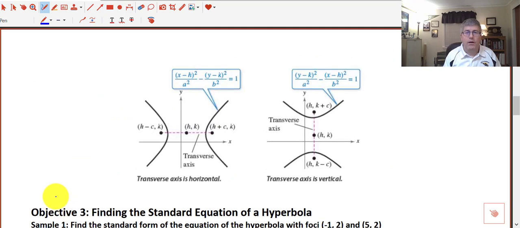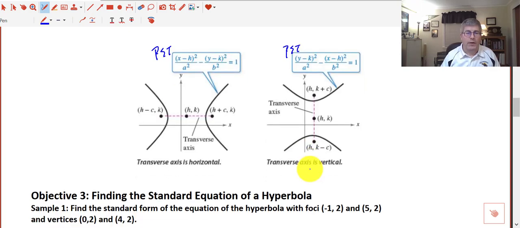So here you go, a couple samples of what it looks like. With our transverse axis being horizontal, here's the example where we're leading with our x, our perfect square trinomial x minus h squared, and our transverse axis is horizontal and our hyperbola branches open left and right. And then here we lead with our perfect square trinomial y minus k squared, still all over a squared, but now that transverse axis is vertical and the branches of that hyperbola open up and down.